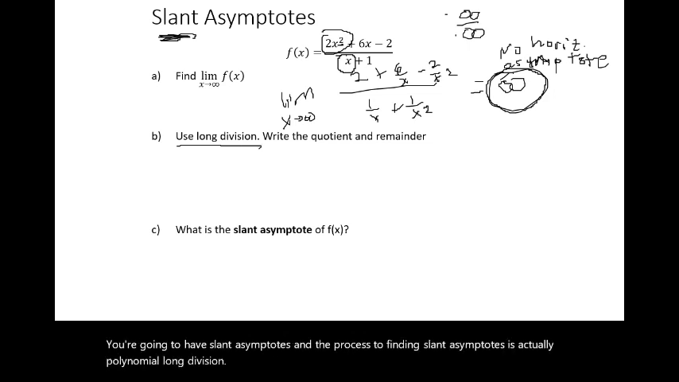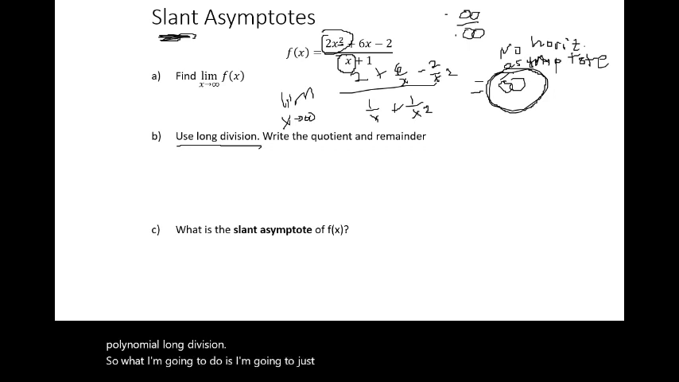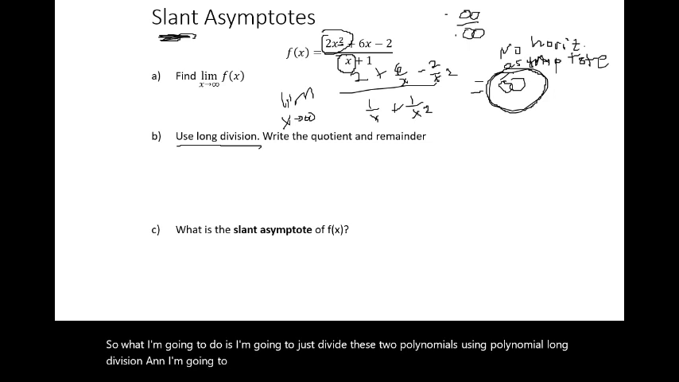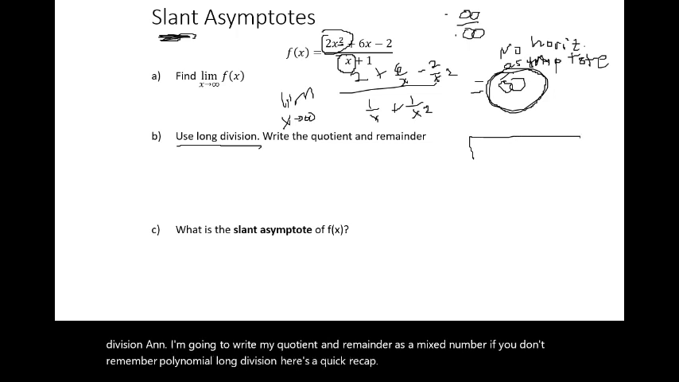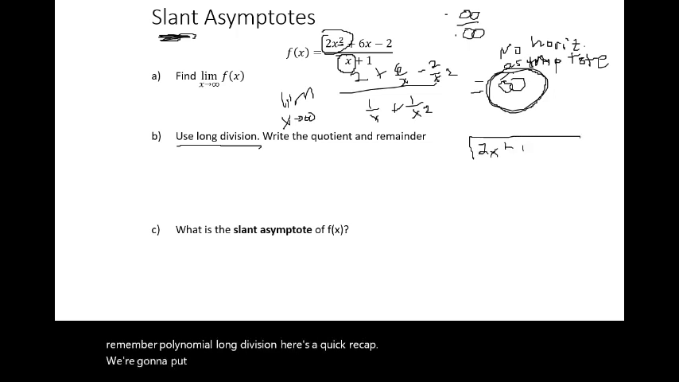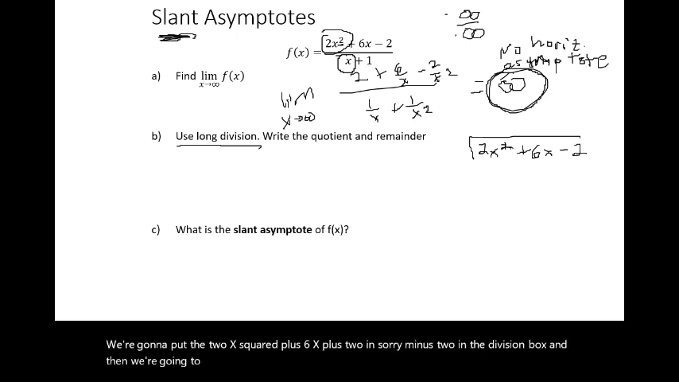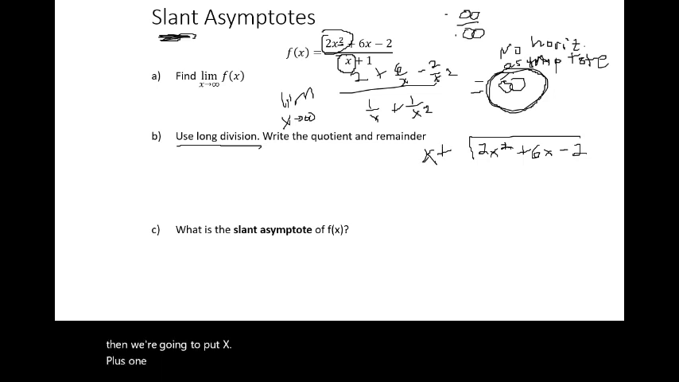So what I'm going to do is just divide these two polynomials using polynomial long division, and I'm going to write my quotient and remainder as a mixed number. If you don't remember polynomial long division, here's a quick recap. We're going to put the 2x squared plus 6x minus 2 in the division box, and then we're going to put x plus 1 outside the division box.